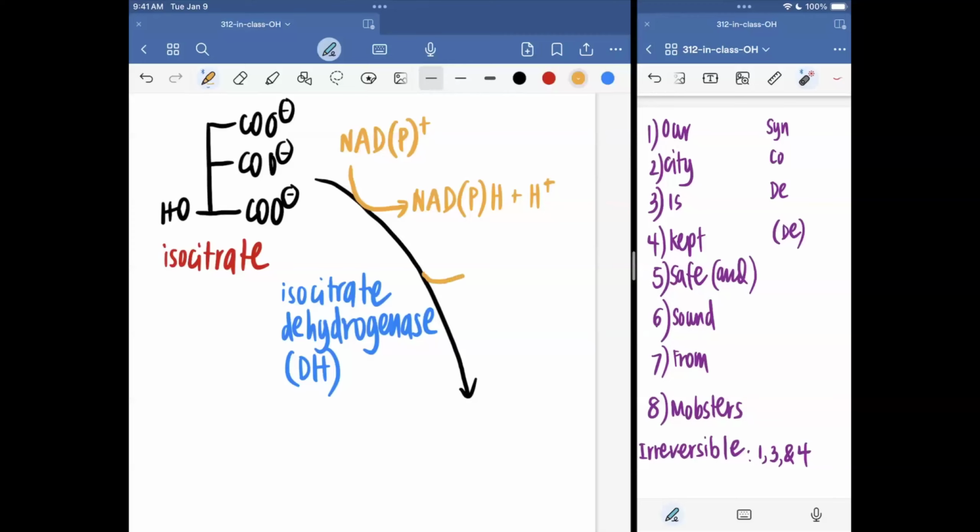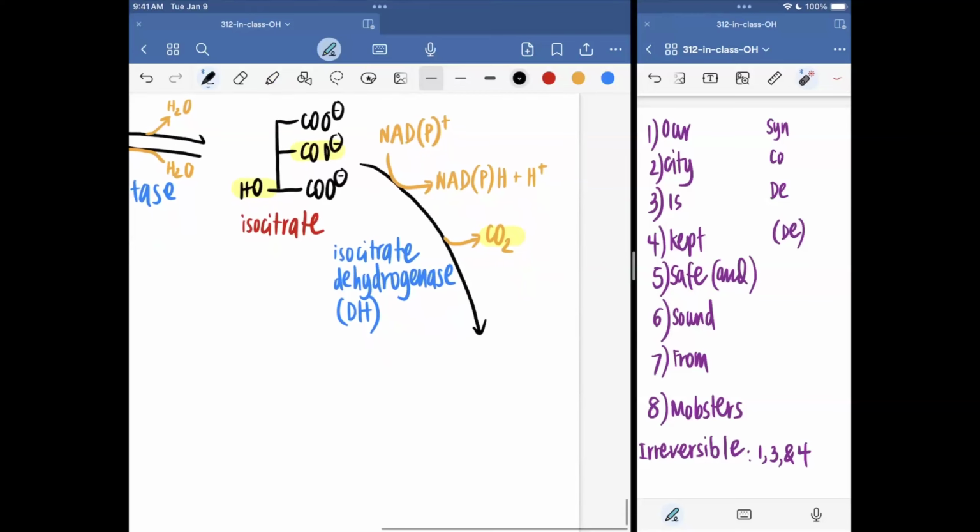So through this process of removing hydrogens, we're going to see this oxidative decarboxylation. The oxidation is where we're going to see the carbonyl formation. So we're going from an alcohol to a carbonyl, and the decarboxylation is going to ultimately come from the release of this carbon dioxide. And so what does our alpha ketoglutarate product look like?